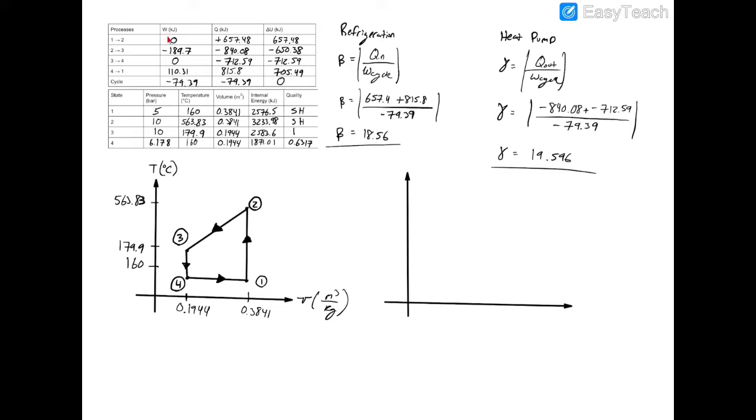Remember that 1 to 2 should be vertical because you had no work from 1 to 2, and same thing with 3 to 4, it should be vertical because you had no work, and you can't take the area under the curve because there is no work.